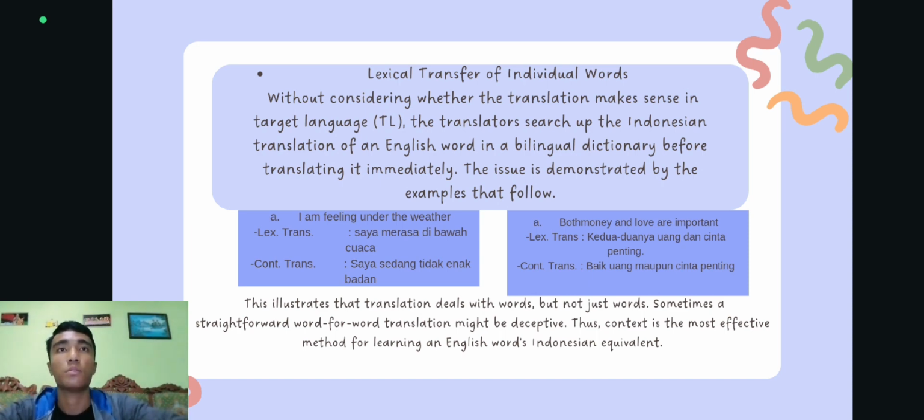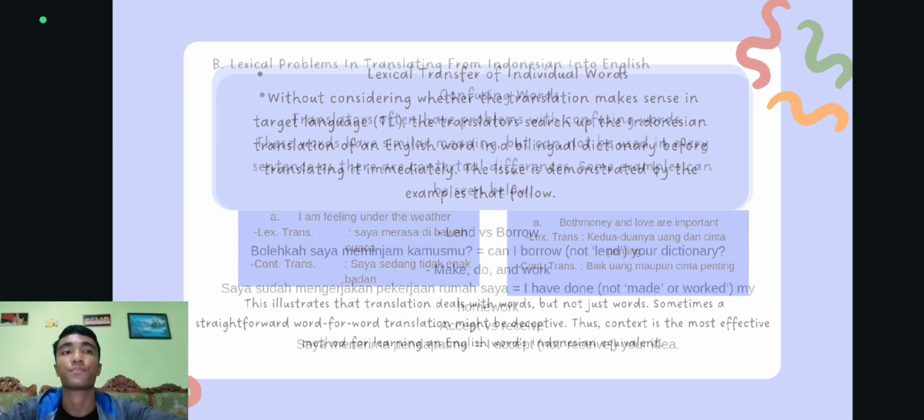The second, both money and love are important. In lexical translation, "kedua-duanya uang dan cinta penting", but in contextual translation, "baik uang maupun cinta penting". So guys, sometimes translating one language into another language is not just translating. There are some sentences that must be understood in context in order to make sense and be accepted.